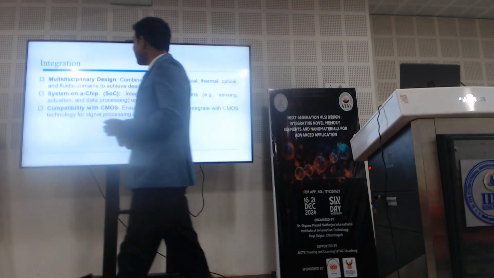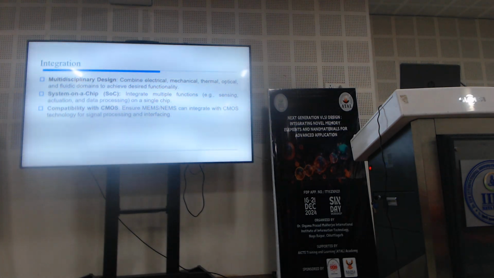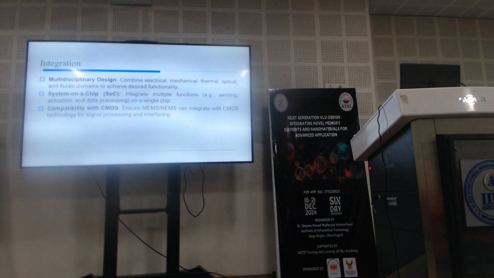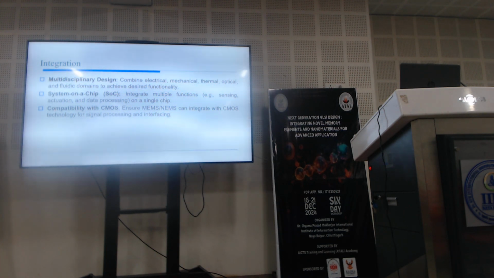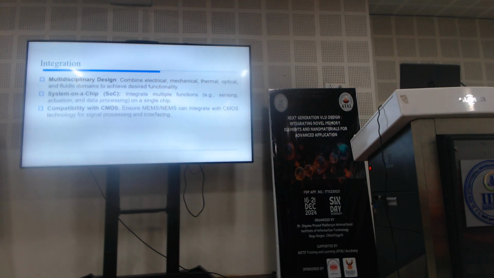The second one is integration. This we have also discussed, right? MEMS and NEMS mean that people from only one domain are not working here. Yes or no? People from multiple domains are working. Some MEMS devices have 2 to 3 parameters. For example, some MEMS devices can directly measure linear displacement, angular displacement, or some kind of integration. We can go with that kind of thing.